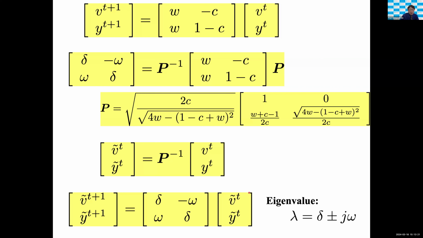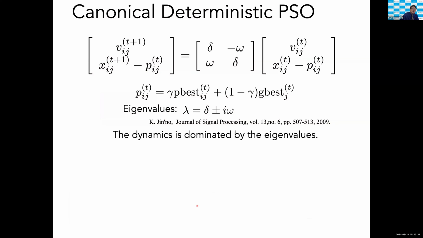Since it is a canonical system, this delta corresponds to the real part of the eigenvalues, and the omega corresponds to the imaginary part of the eigenvalues. So we propose such a canonical deterministic PSO. The dynamics of this canonical deterministic PSO is dominated by the eigenvalues. Furthermore, to clarify this behavior, we propose the following system.